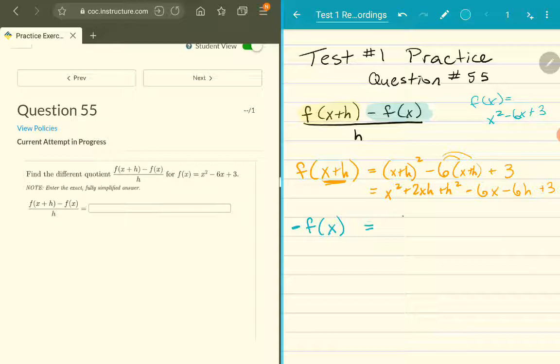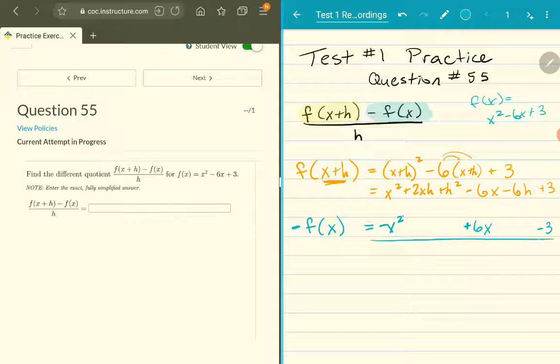And I like to line it up under the f of x plus h so I can combine like terms. So x squared becomes negative x squared, so I'm going to put that under the x squared term. Negative 6x becomes positive 6x, and I'll put that under the x term. And the 3 becomes a negative 3, which I'll put under the constant term.